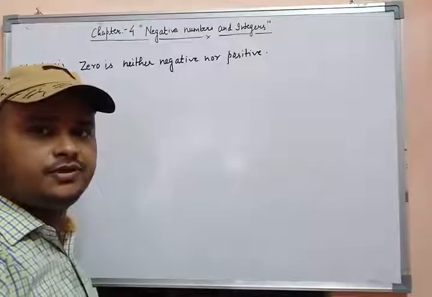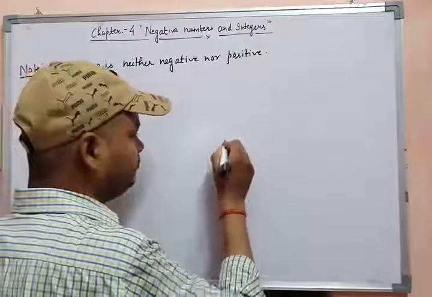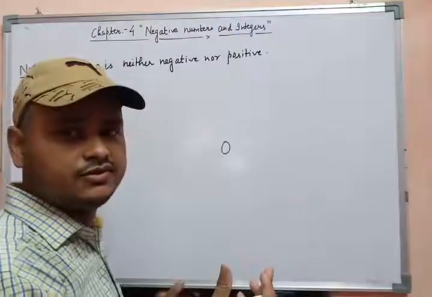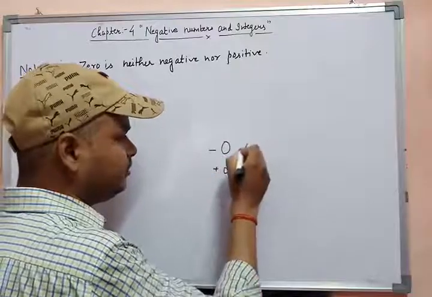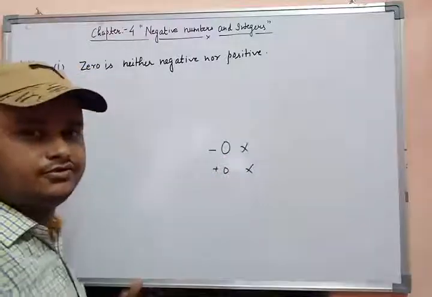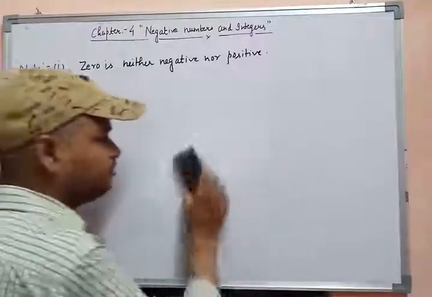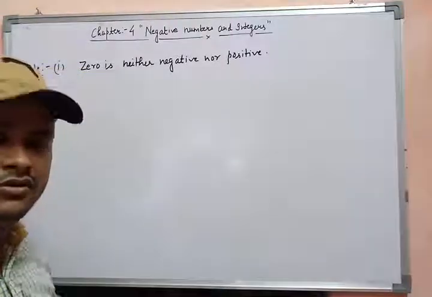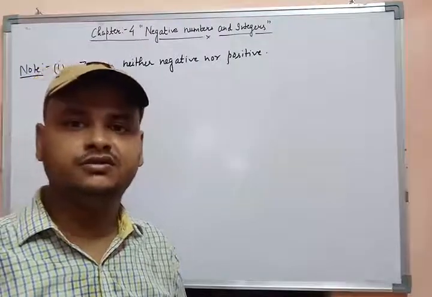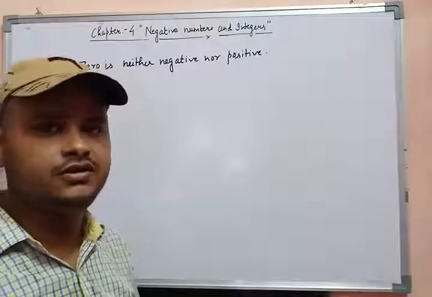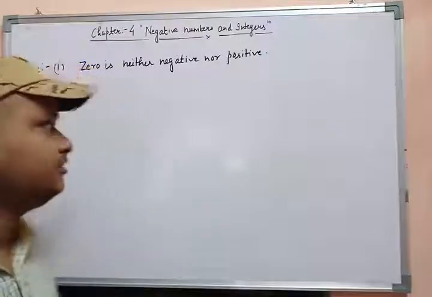Means zero ना तो कभी negative होता है ना कभी positive होता है, because the value of zero is always zero. It means nothing. -0 and +0 is not a correct symbol. So zero की वैल्यू हमेशा जीरो होती है. इट मीन्स नथिंग, नील जिसे बोलते हैं. ओके, जीरो पर कभी नेगेटिव साइन या पॉजिटिव साइन नहीं लगाया जाता है.